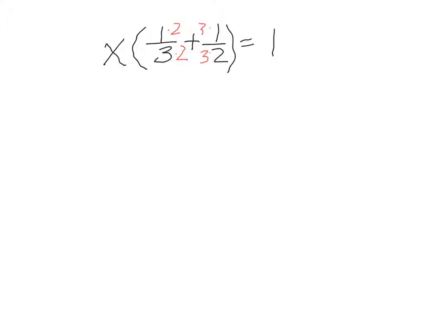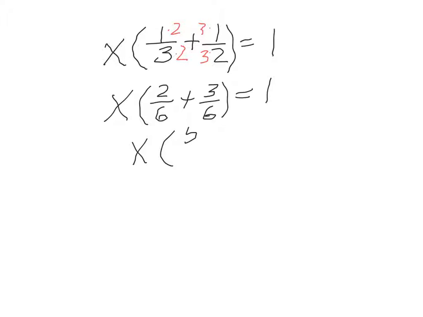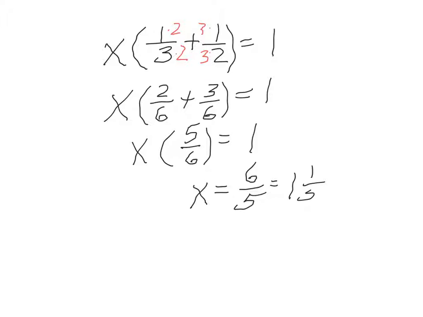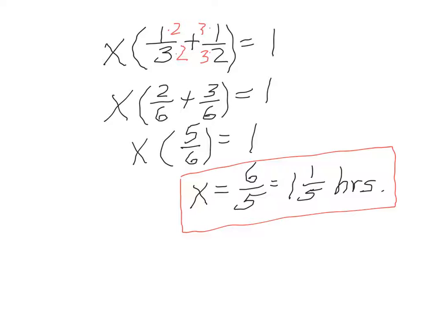Okay, so now what does this look like? Now we've got x times (2/6 plus 3/6) is equal to 1. Or x times 5/6 is equal to 1. Or if I multiply both sides by 6 and divide both sides by 5, x comes out equaling 6/5, or 1 1/5 hours. Okay, so there's your final answer right there. Working together, Jen and John will complete the job in 1 1/5 hours.